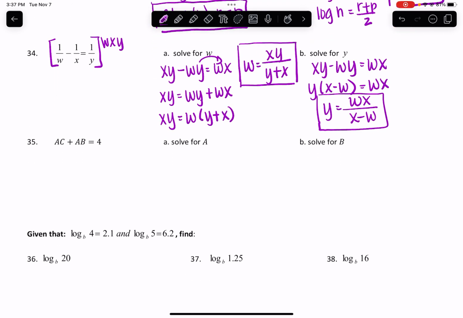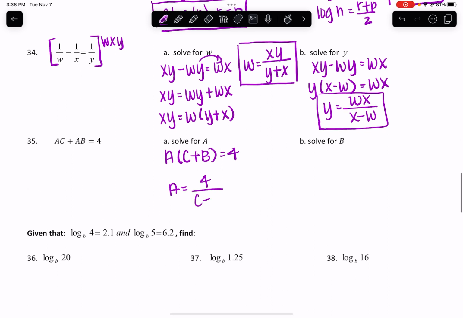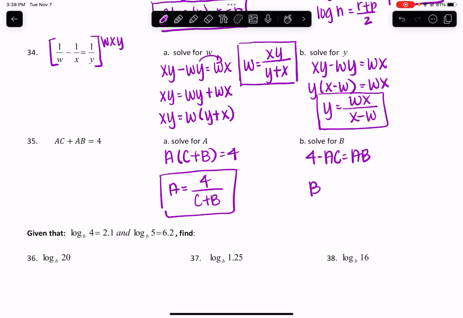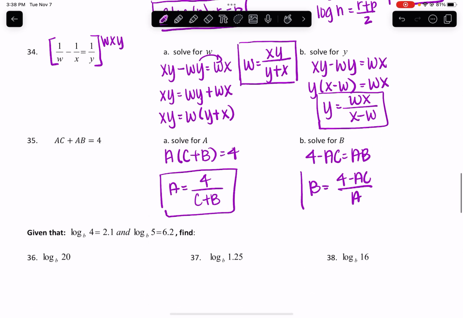Okay, next one, we're going to solve for capital A, so factor out an A. You're left with C plus B is equal to 4. A is equal to 4 divided by C plus B. On the second half, we want to solve for B. So I have 4 minus AC is equal to AB. And I am going to divide by A. And no, I cannot divide those out because the A is not in every term, so we are stuck with it.